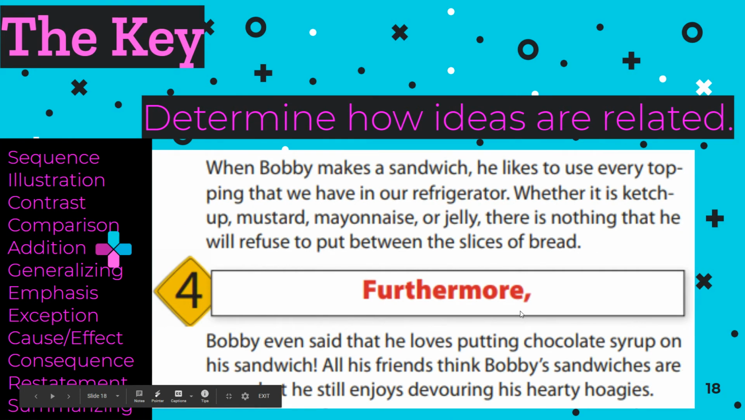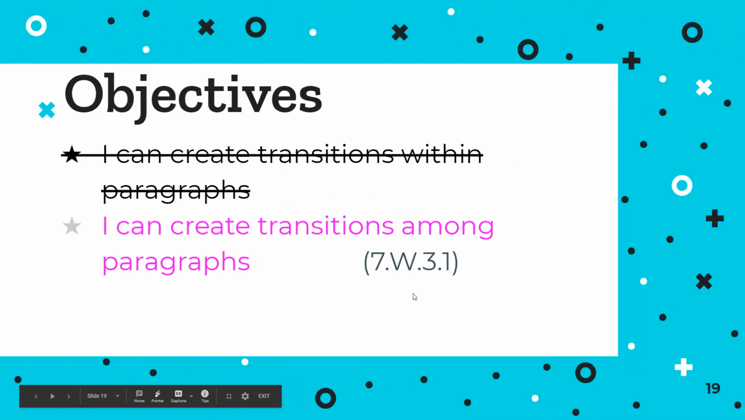Okay, so we want an addition relationship happening here. Furthermore, Bobby even said that he loves putting chocolate syrup on his sandwich, going even further into it. All his friends think Bobby's sandwiches are gross, but he still enjoys devouring his hearty hoagies. Okay, so we can create transitions within paragraphs. You want to create a purposeful relationship between those ideas.